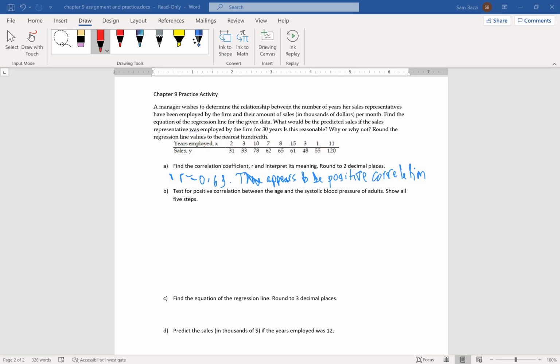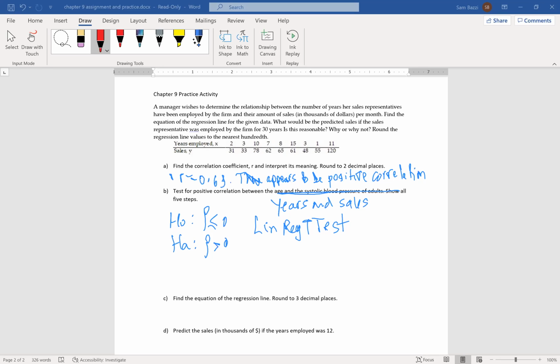Test for positive correlation between the years employed and sales. I forgot to change this from the assignment, so I'll clean this up and send it to you. Okay, so this is H0. I'm going to go to the linear regression t-test, guys. It's a very easy test if you just put the right sign in there.